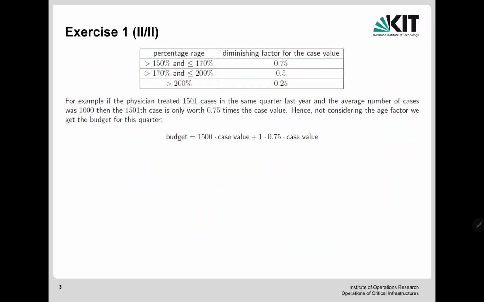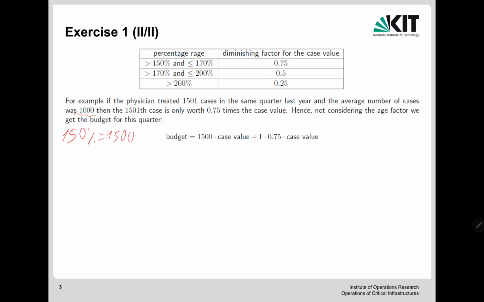Okay, so here we have an example. Let's assume that 1,000 is the average, and the physician treated 1,501. So what we have to know is, first of all, what is 150%? So if the 1,000 is the average, then 150%, obviously 1,500 cases or patients.